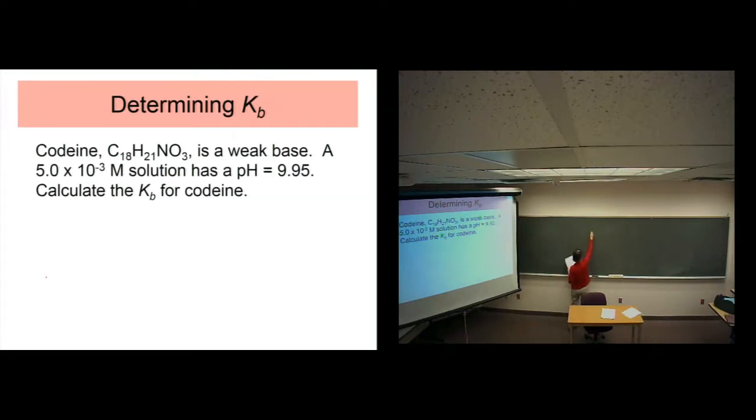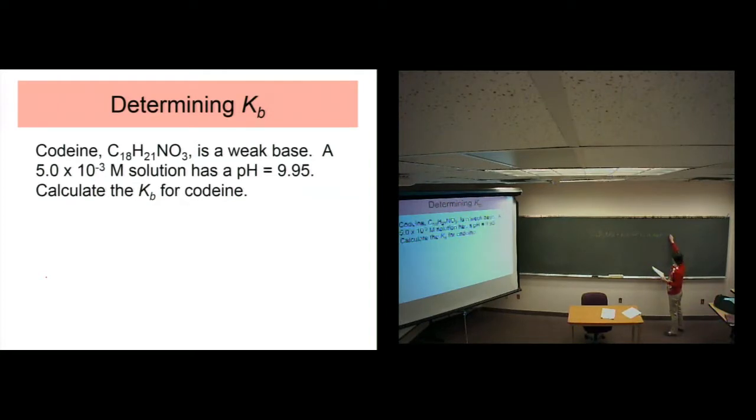Okay, so let's write our structure back down here. C18H21NO3, and then we're going to put an H at the end, that's kind of close to the nitrogen, plus OH minus. Everybody can do that. All right, then we set up our ICE table. Put in your concentrations that we get from the problem.